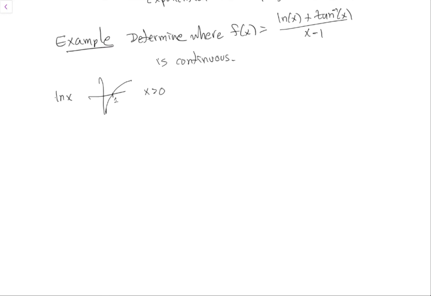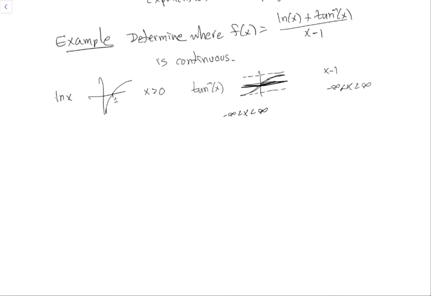If we look at the inverse tangent function, inverse tangent is graphically the inverse of the tangent, right? So it looks roughly something like that. So its domain is all reals. So we have a domain of all reals for inverse tangent. And then if we look at x minus 1, technically x minus 1 has a domain of all reals as well.